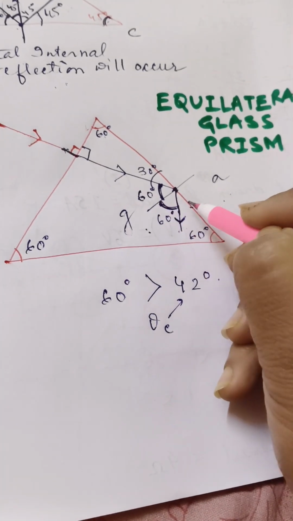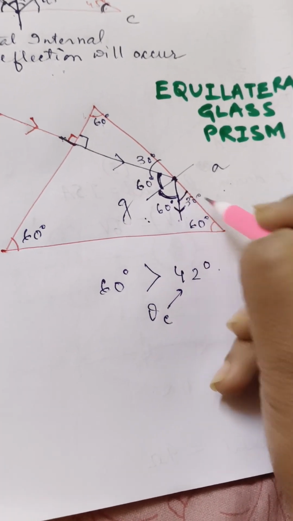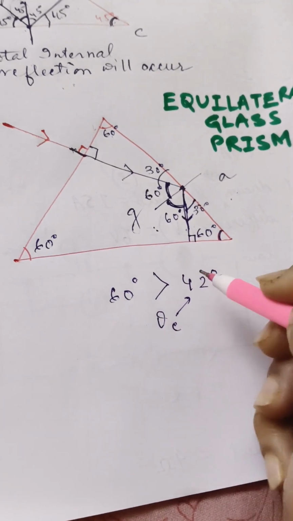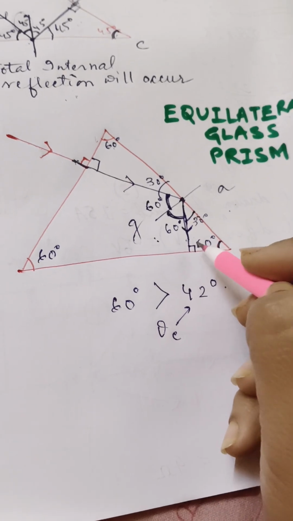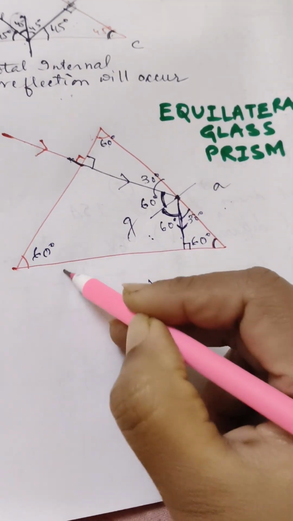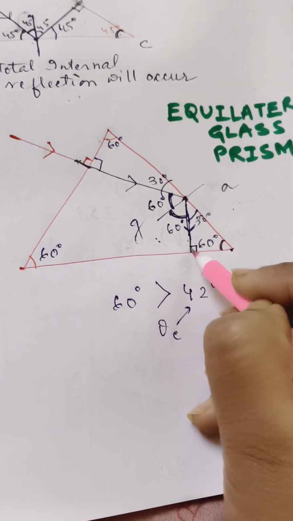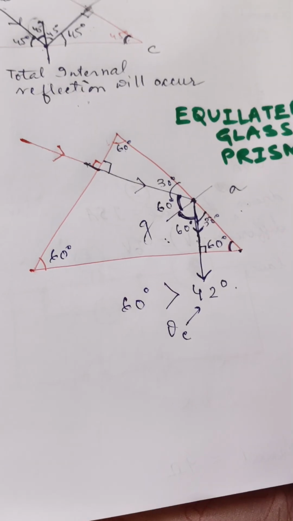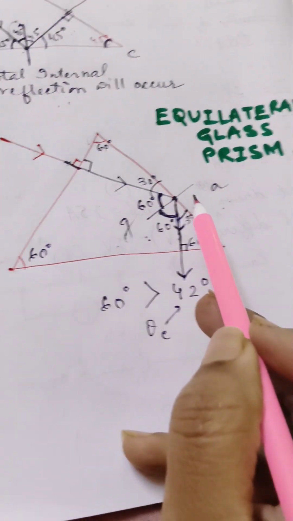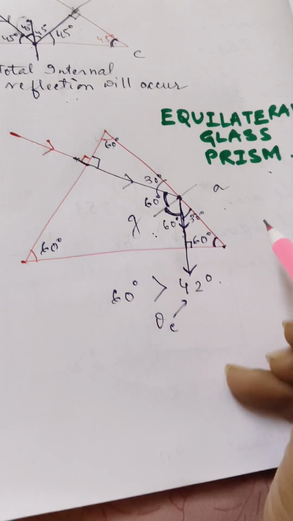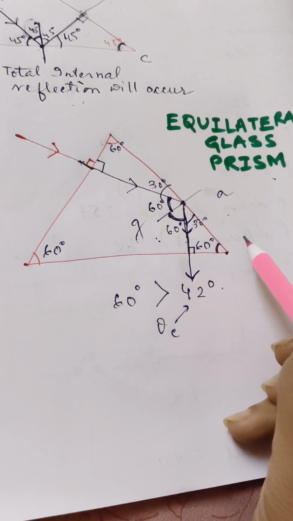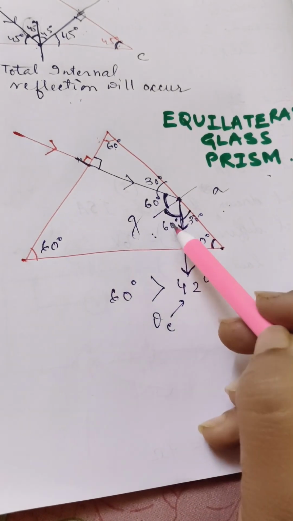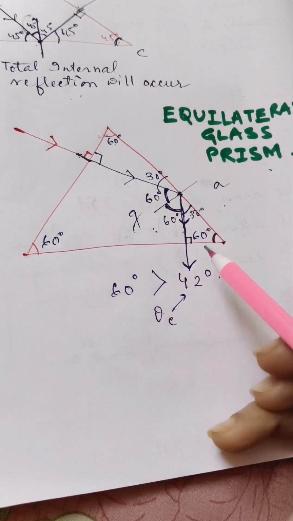If this is 60 degree, this is 30 degree, obviously. This is 60 degree. So what happens here? It is again 90 degree. So on this surface, the ray of light is incident normally and hence passes out undeviated. So this is the path of the ray while it passes through an equilateral glass prism. Again, here also you have to mention all the angles of refraction, all the angles of incidence and reflection in case of the total internal reflection.